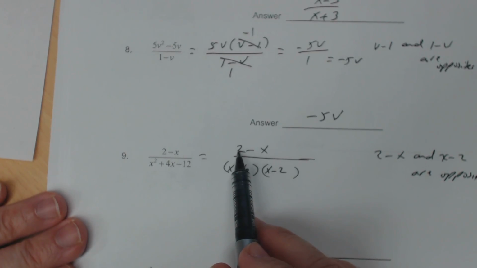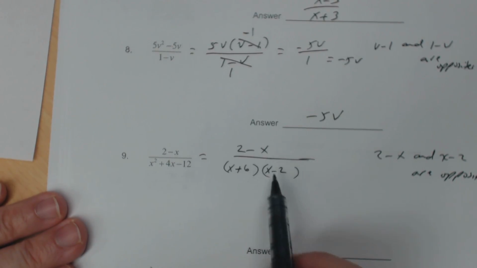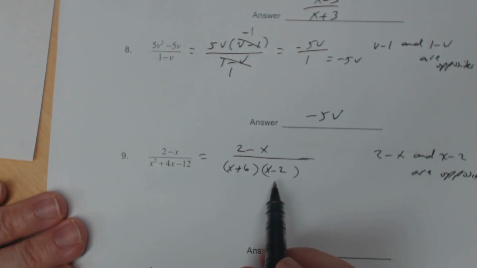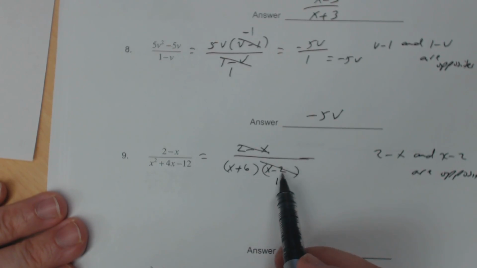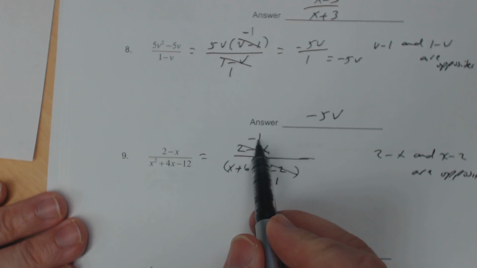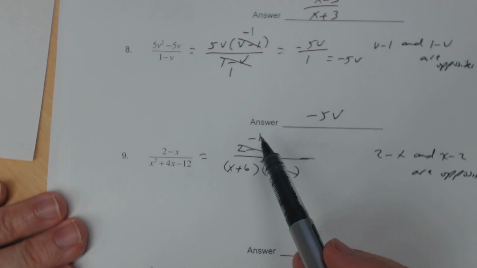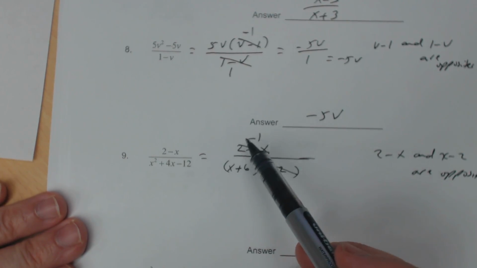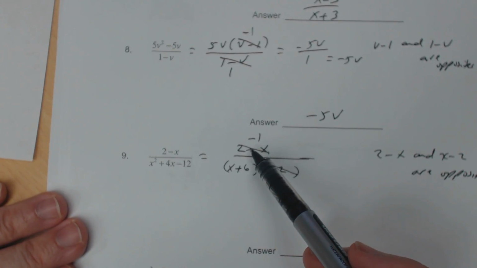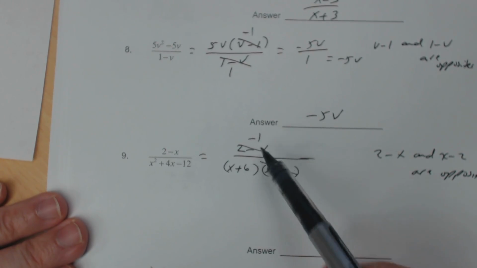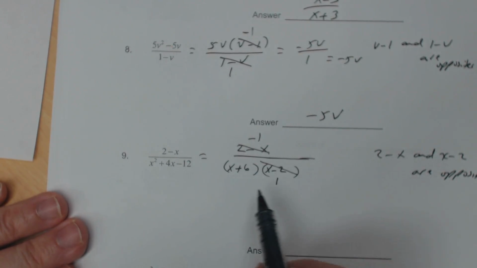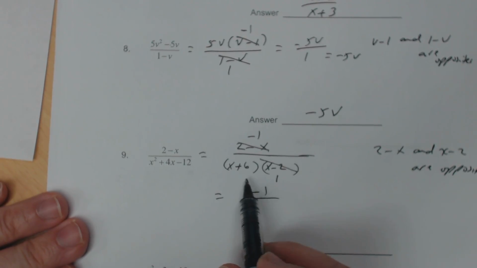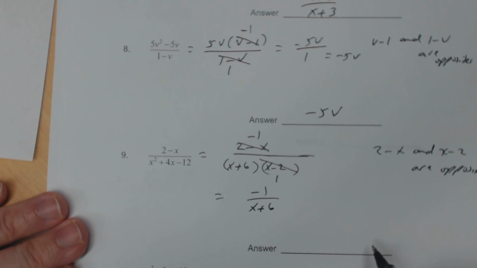So always check. The opposite of 2 is a negative 2. The opposite of a negative x is a positive x. So those are opposites. So that means that when I cross them out like this, when I reduce, one's a positive 1 and the other one's a negative 1. And in many situations, it's easier to put the negative 1 on the factor that's in the numerator, and the positive 1 on the factor that's in the denominator. And so now you get a negative 1 in the numerator, and then x plus 6 times 1 is x plus 6. And so there's your answer: negative 1 divided by x plus 6.